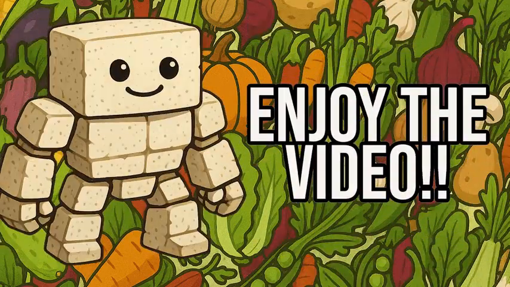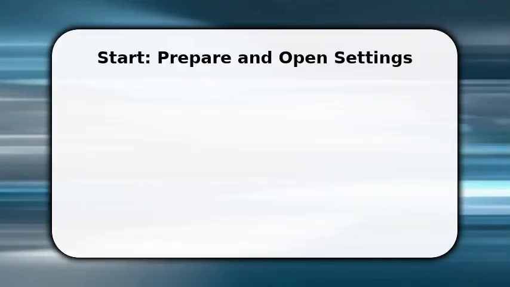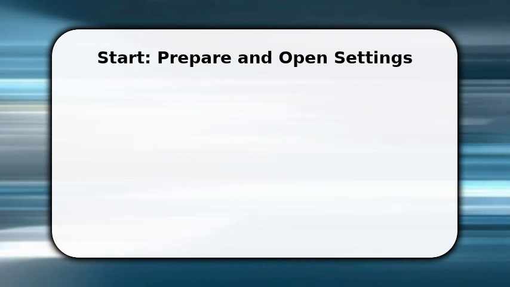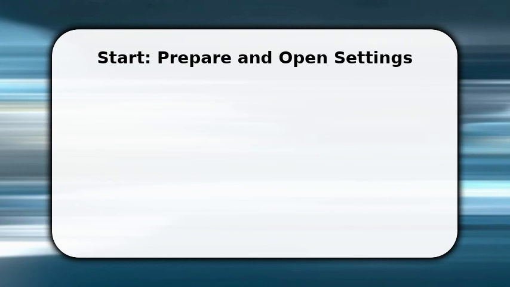Please enjoy the video. You begin by making sure you're on an administrator account and the laptop is plugged in. This avoids interruptions. Once ready, open Settings from the Start menu and choose Bluetooth and Devices so Windows refreshes the current device list. Now turn Bluetooth on briefly to populate paired devices. This step ensures Windows shows every device tied to your profile.